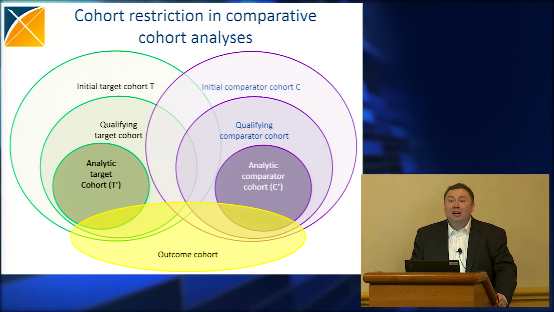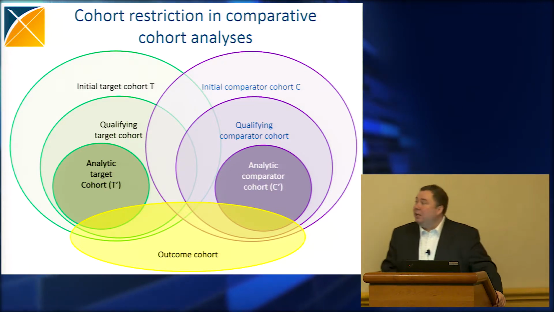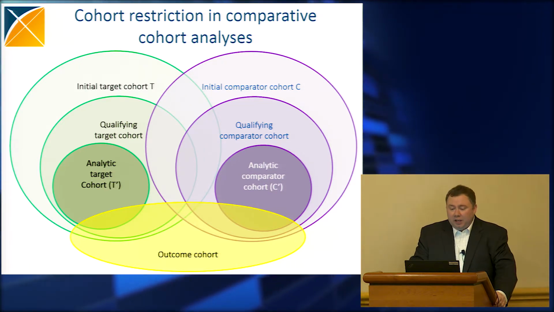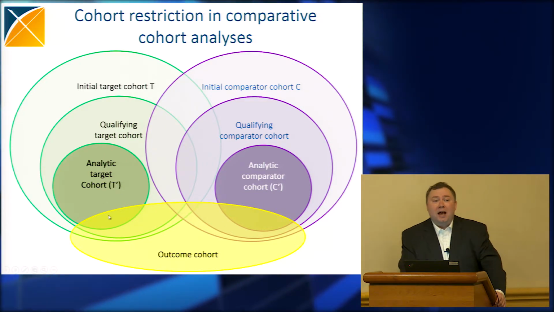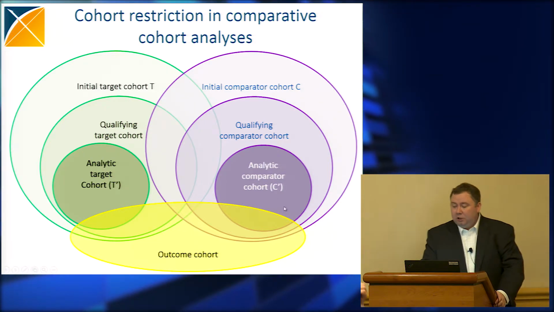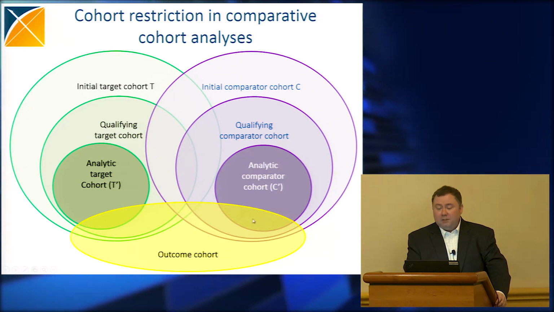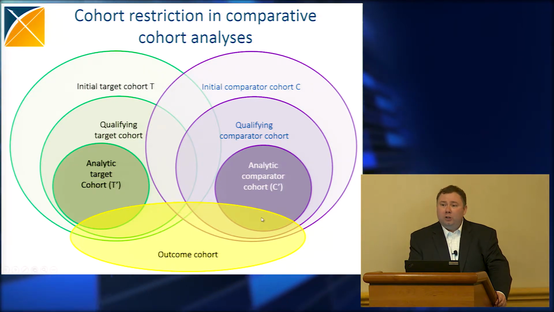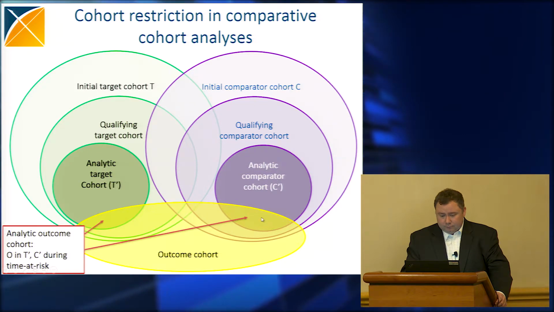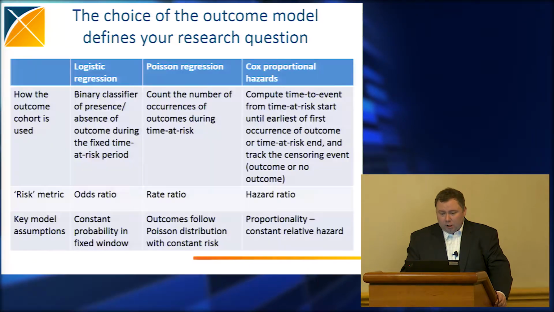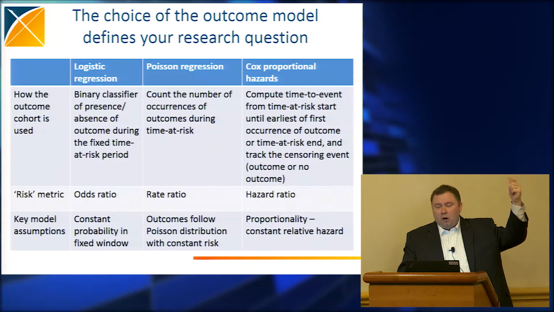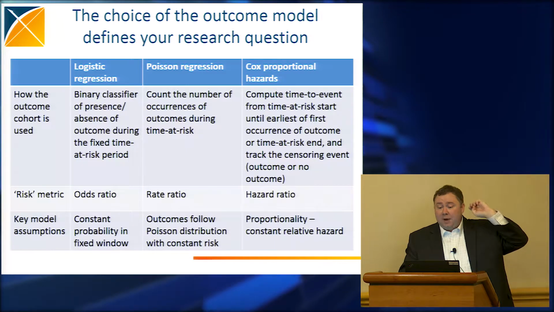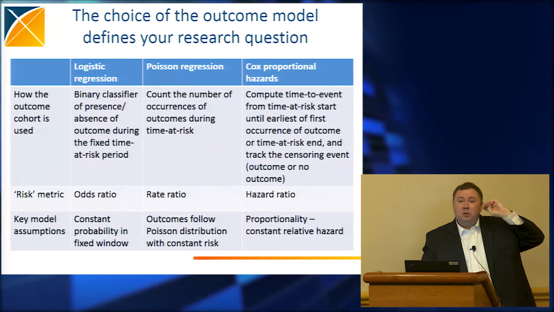You then independently are going to have your outcome cohort, and fundamentally the question that we're asking is, in this analytic target cohort here, there's some subset of those people who had an outcome during a time at risk. You've got an analytic comparator cohort here. Some subset of those people had an outcome during the time at risk. And that's the comparison we're going to try to draw. So target cohort, comparator cohort, outcome cohort, then you have a time at risk. The last thing that I mentioned was a model specification.